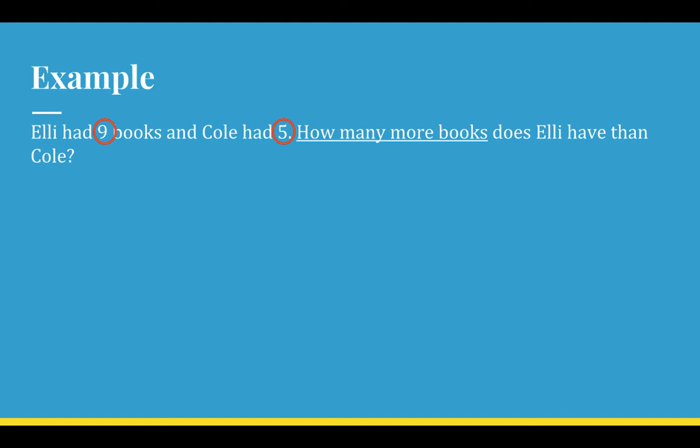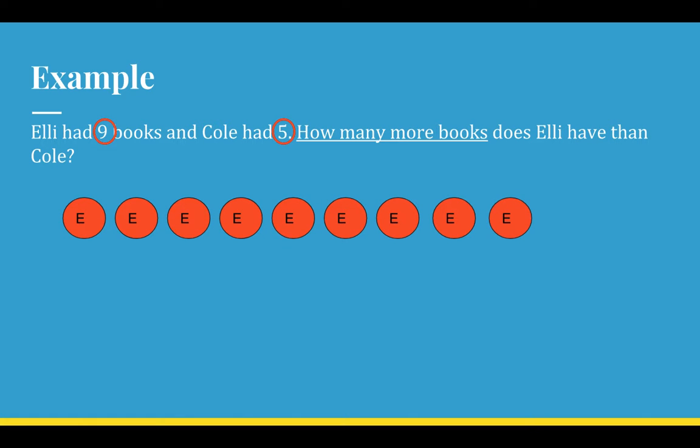I like to draw circles because they're quick, easy, and I can see them very easily. So I'm going to draw circles with E's in the middle for Ellie, and it says that Ellie had 9 books. So I'm going to start with that. So Ellie had 1, 2, 3, 4, 5, 6, 7, 8, 9. Those 9 circles with E's represent the 9 books that Ellie had.